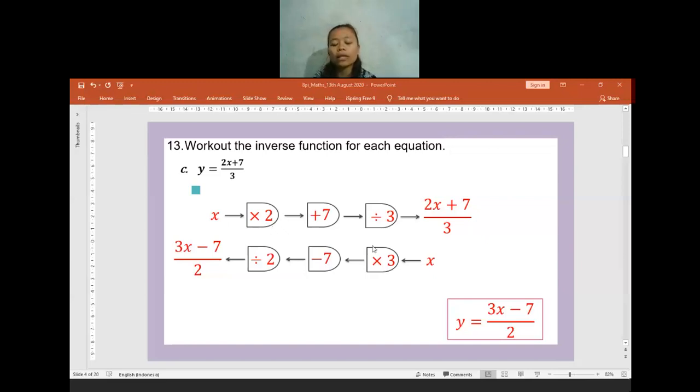So when we are going to find the inverse function, the opposite of divide will be multiply, the opposite of plus will be subtract, and the opposite of times will be divide. So x times 3 will be 3x. 3x minus 7, divided by 2, so it will be 3x minus 7 per 2. Is there anyone having any question for the question 13C, or maybe I talk too fast or anything?